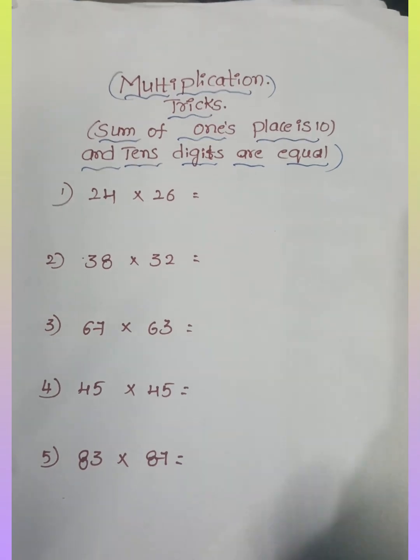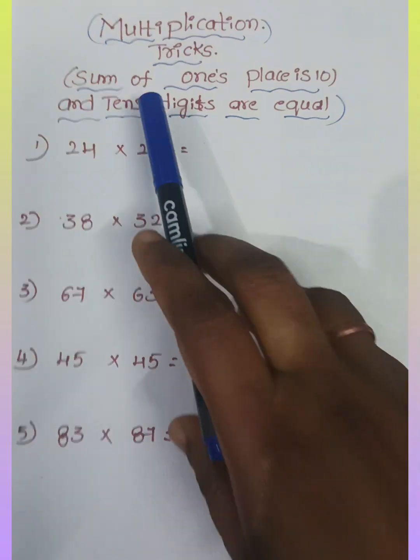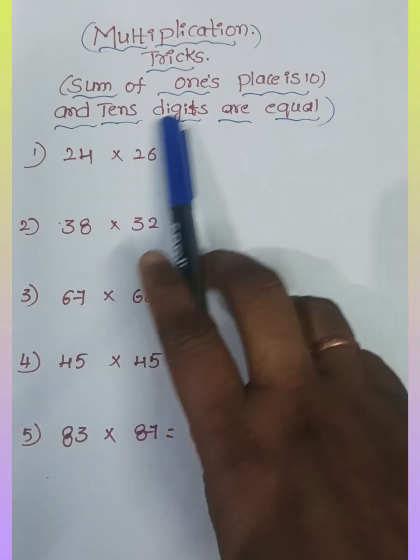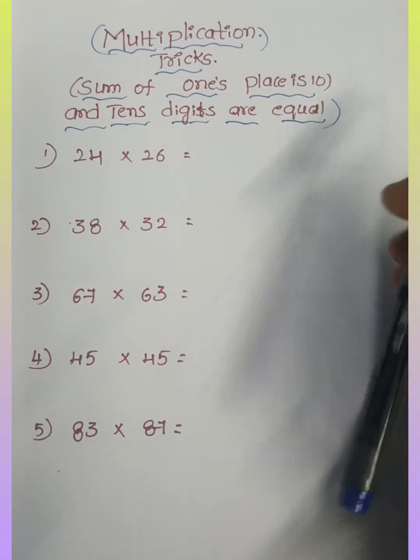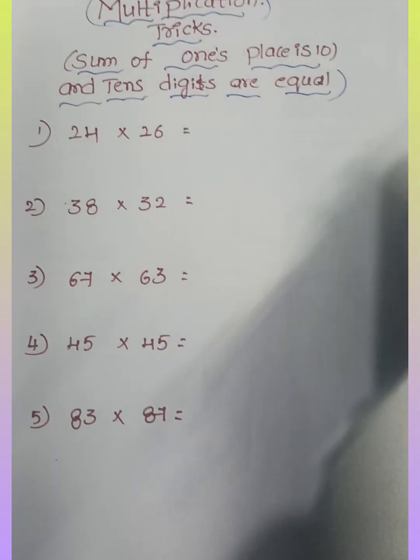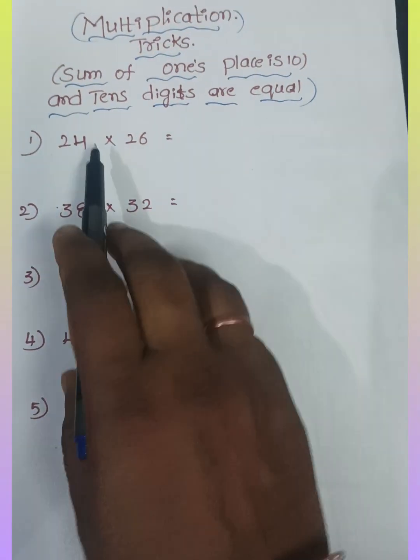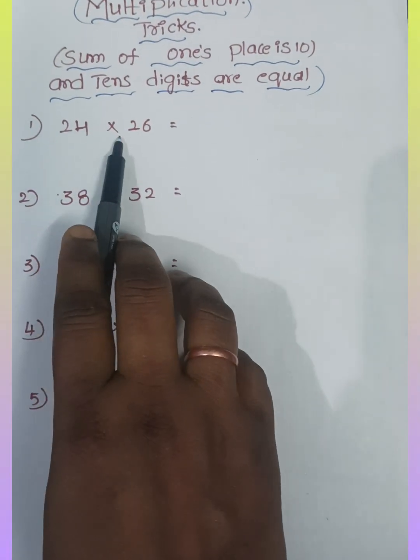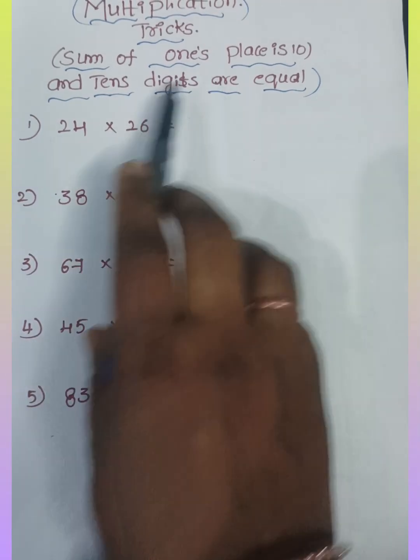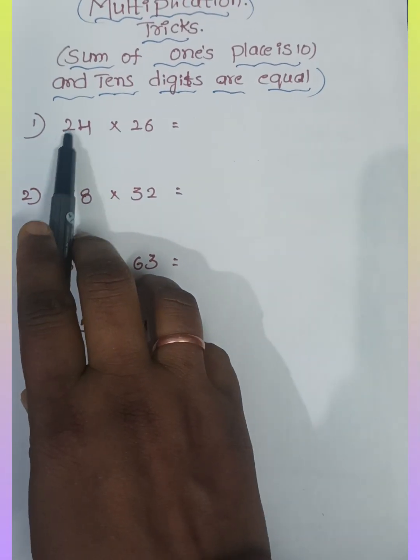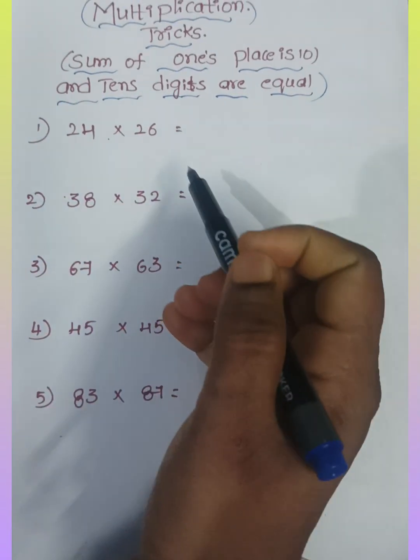You can observe here. This technique is applicable only when the sum of the ones place digits is 10 and the tens digits are equal. Then only this technique is applicable. Now we are going to do some problems. See, the first problem is 24 into 26. Here the sum of the ones place numbers, 4 plus 6, is 10, and the tens digits are equal. See here, 2 and 2 should be equal. So now let us start.